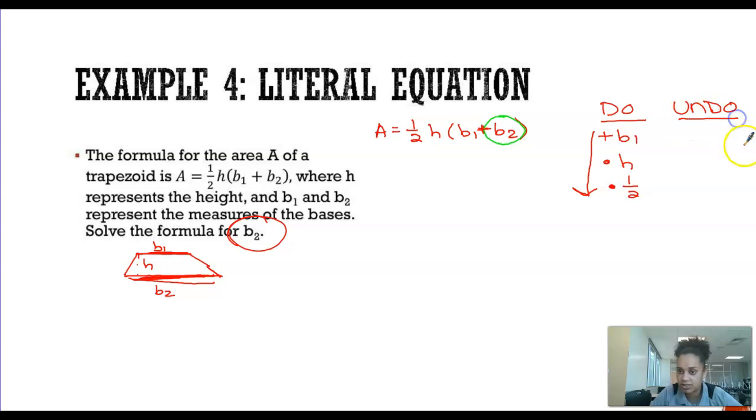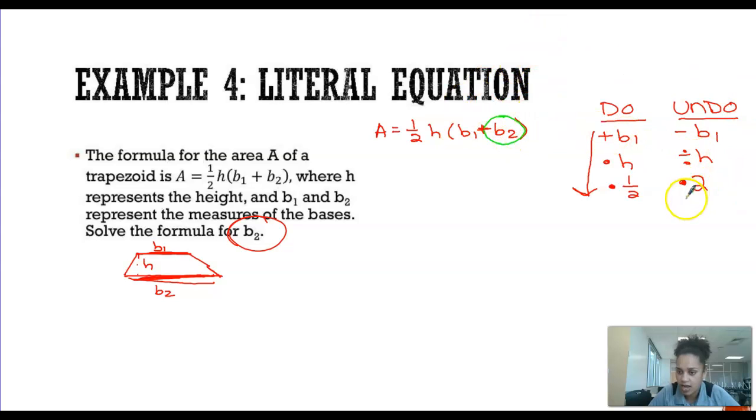Inverse operations. What's the inverse of multiplying by 1/2? You have to remember that the inverse of a fraction is its reciprocal. So reciprocal means flip that fraction. Multiply by 2 over 1, or I could just say multiply by 2. What's the opposite of multiplying by h? Is to divide by h. And what's the opposite of adding b1? Is to subtract b1. So let's do those steps.